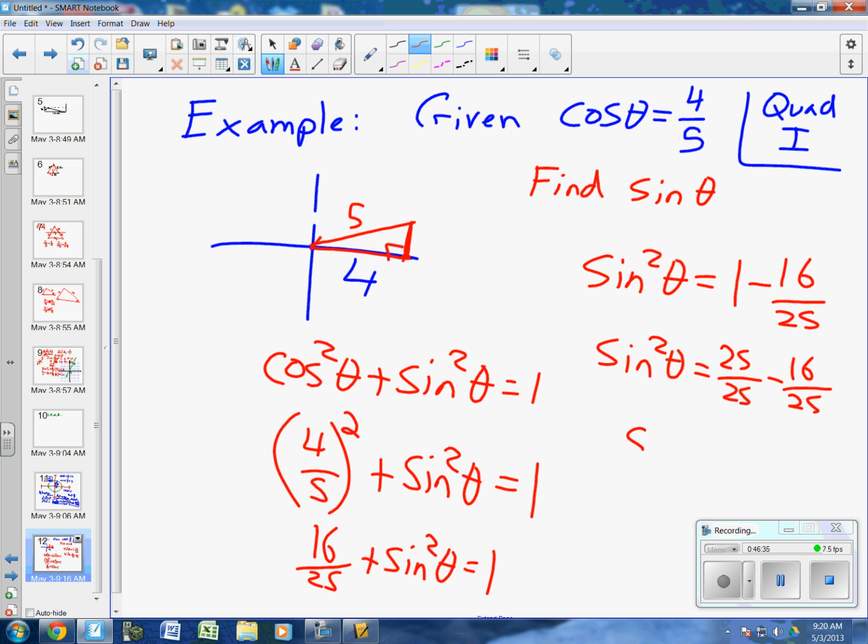25 minus 16 is 9. So I get 9/25. Now I've almost got sine by itself. It's still being squared. What do I do? I take the square root of it.